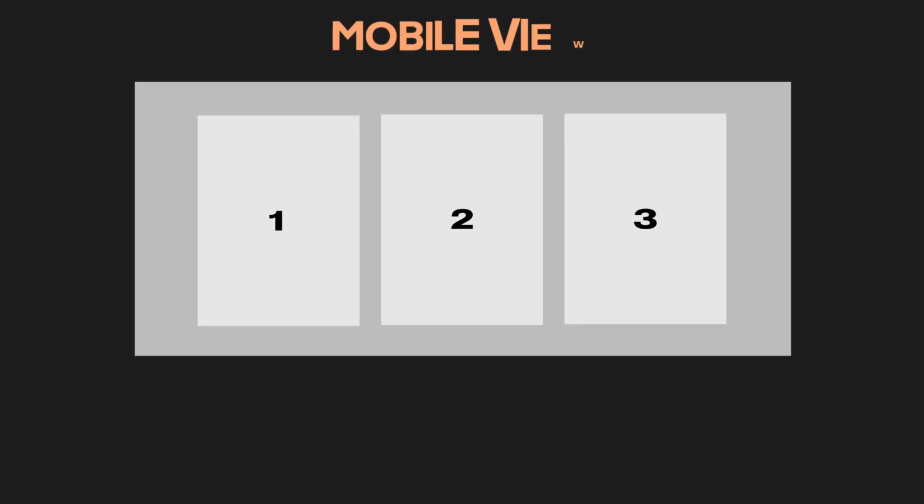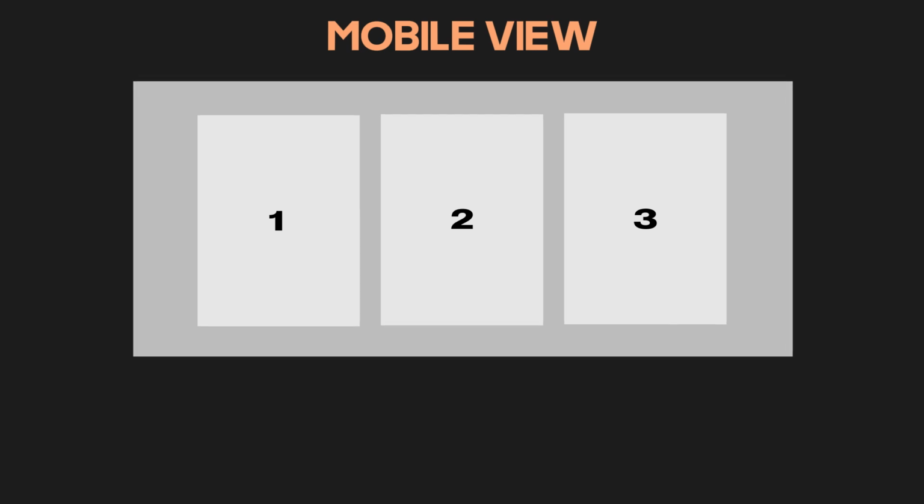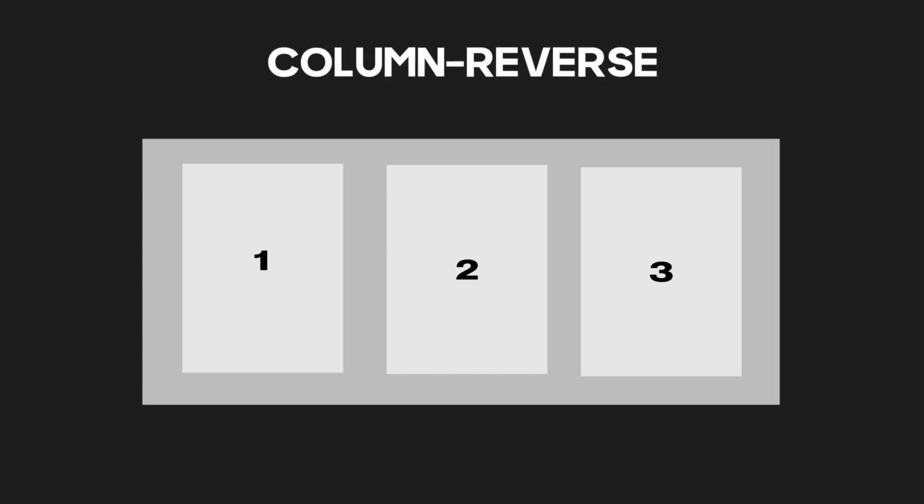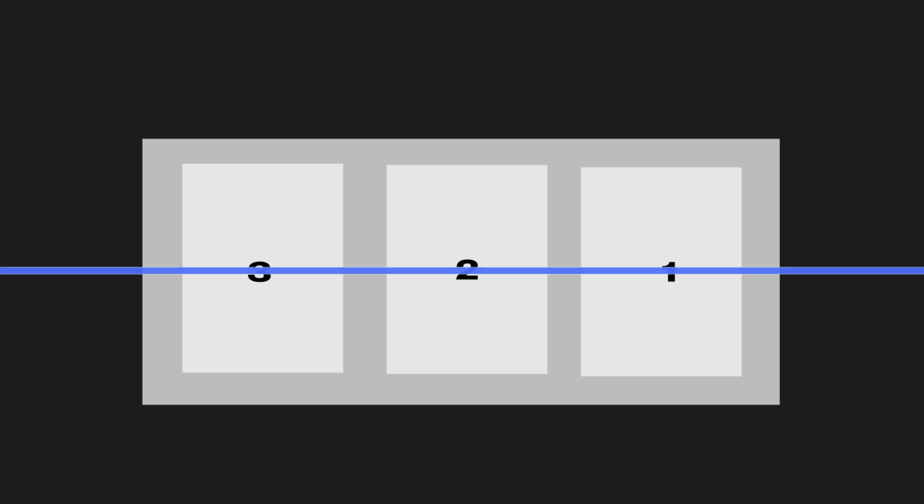For instance, consider a scenario where 3 cards are displayed in a row for a PC view. To adapt to a mobile view, you can easily employ flex direction column within a phone media query in your CSS. In addition to flex direction row and column, there are also the row-reverse and column-reverse values for the flex direction property. When applied, it reverses the order of the items along the main axis, maintaining the horizontal layout for rows but displaying the items in the reverse order.